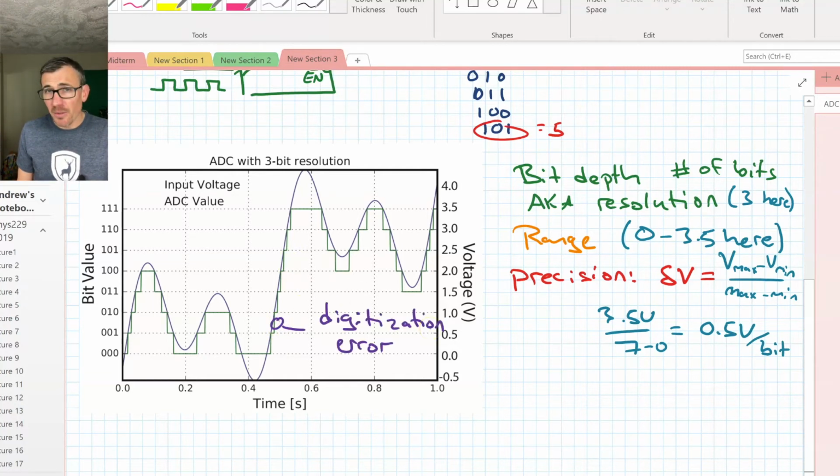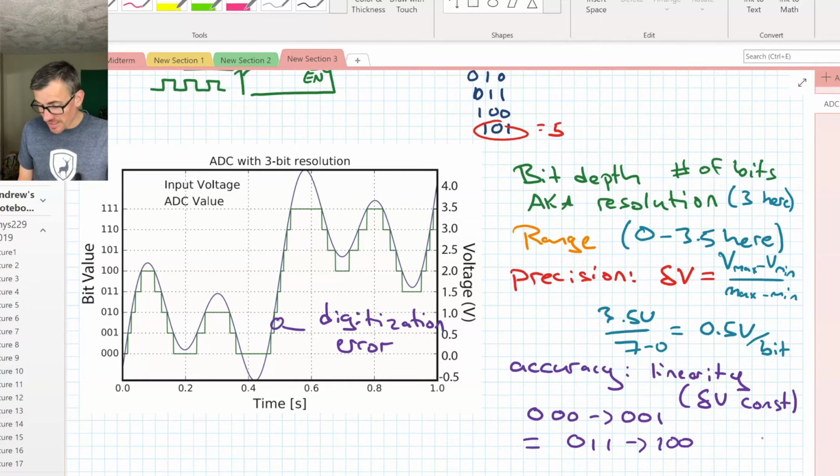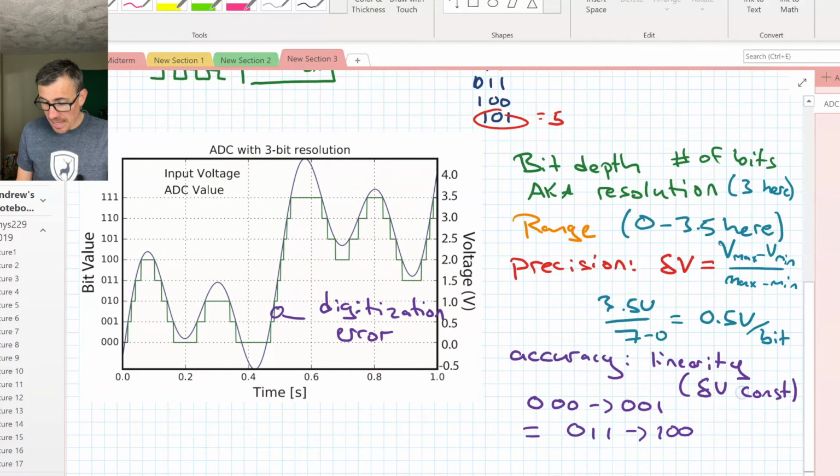But we also have other things which will affect the accuracy, which can be affected by things like linearity, which means that each step is the same height. Going from 0,0,0 to 0,0,1 gives me the same voltage as going from 0,1,1 to 1,0,0. And there are other kinds of distortion. You can even have what's called non-monotonicity, which is a form of nonlinearity so severe that if you're increasing the voltage, the bit will actually go down. And this is bad. So there are other ways of quantifying the accuracy of this thing.